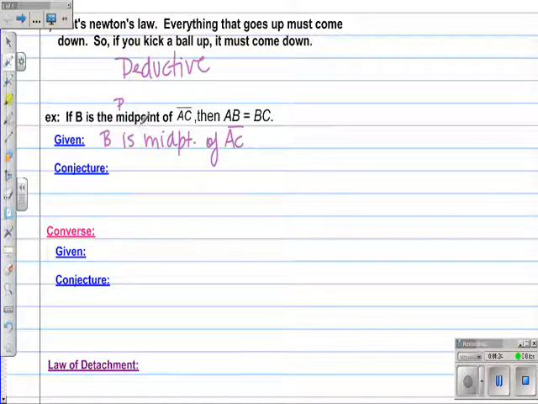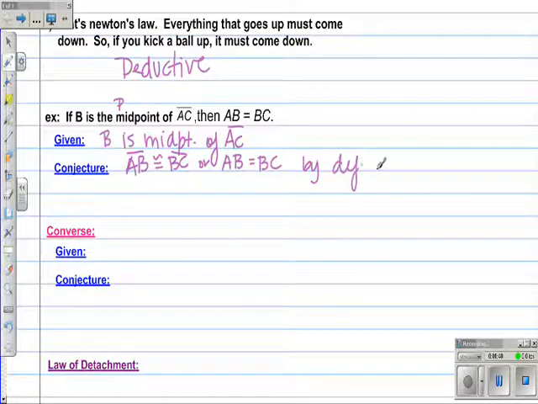Okay, your conjecture, your assumption is that segment AB would be congruent to segment BC by the definition of midpoint, or what they told us, the length of AB equals the length of BC by the definition of midpoint.